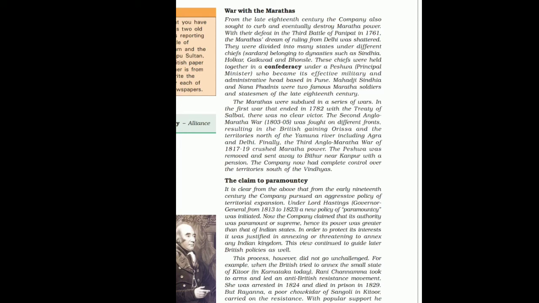The exceptions are annexations such as Kittur in Karnataka. Rani Chennamma led an anti-British resistance movement, and she was arrested in 1824 and died in prison in 1829. However, Rayanna, a poor chowkidar of Sangolli in Kittur, carried on resistance and he was also caught and hanged in 1830. So, the whole control of the South was in the company's hands.